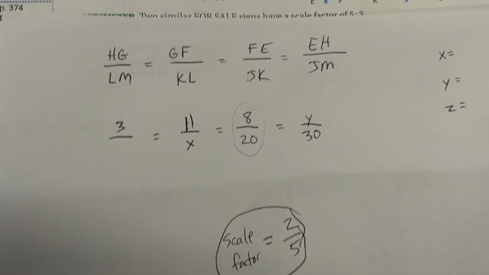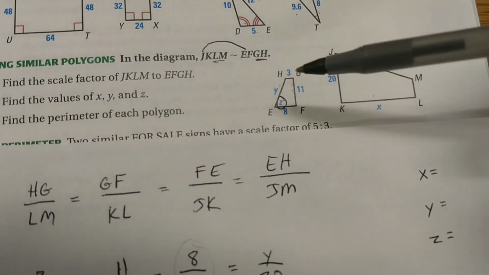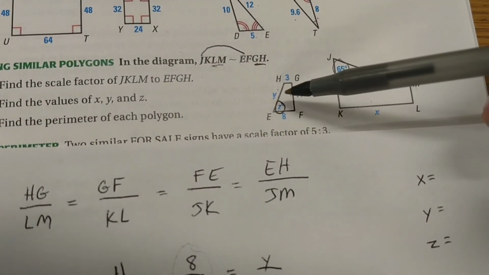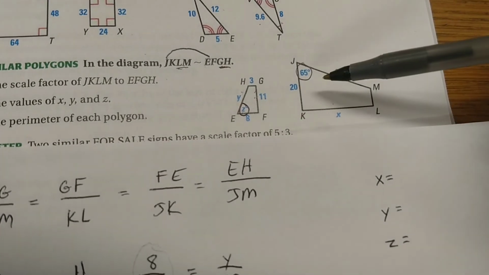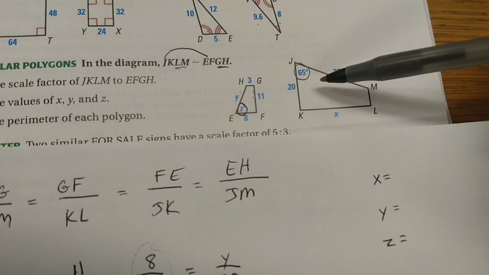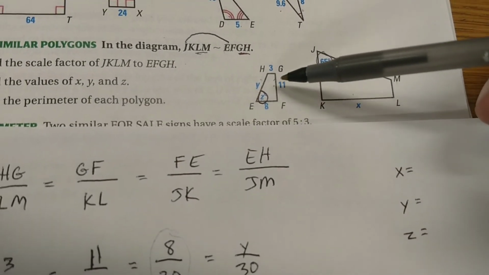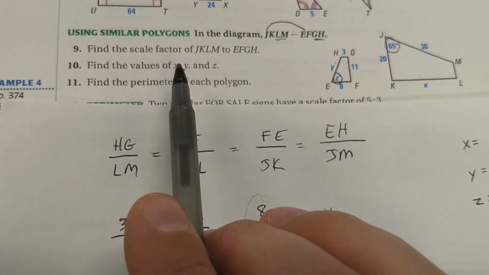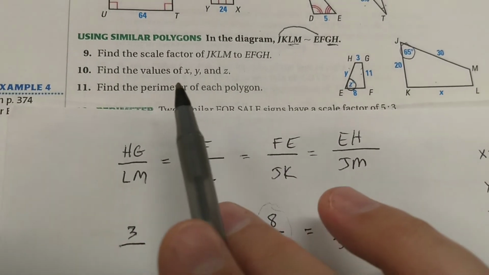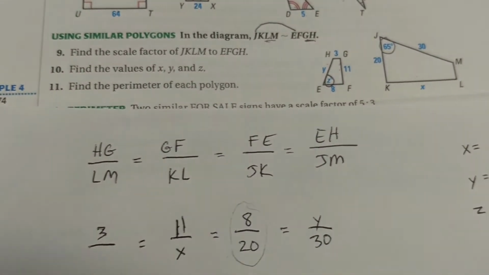What that really means is for every 2 units here, I've got 5 units here. Or you could say, if I want to go from this larger figure, I'd have to multiply it by 2/5 to get down to this one. Okay, so we've accomplished number 9. We found the scale factor of 2/5. Find the values of x, y, and z. All right, we'll list those over here when we find them.